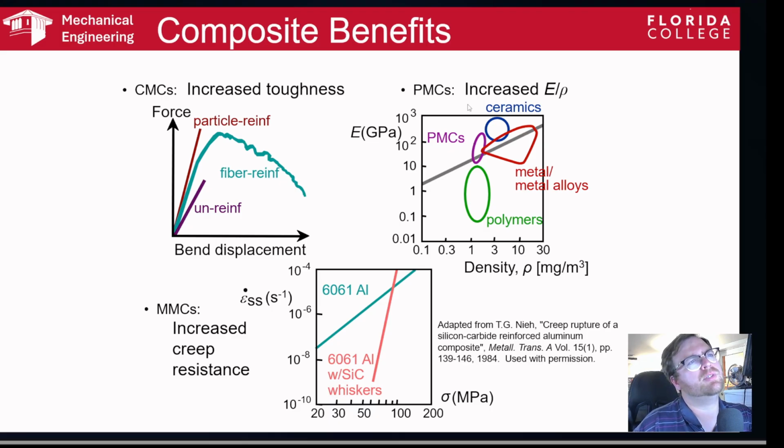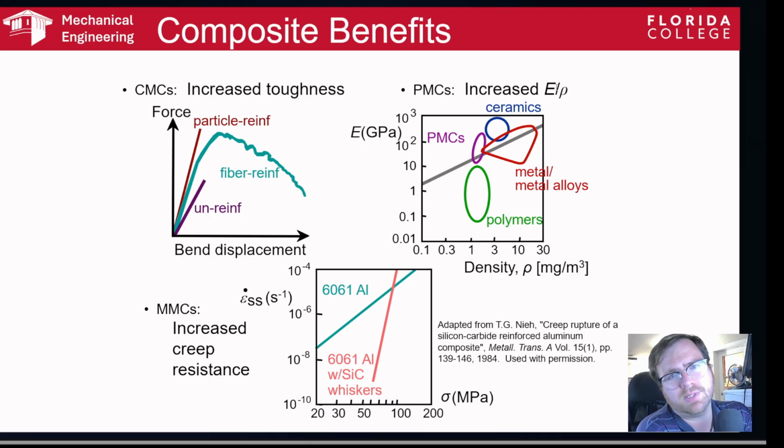So for polymer matrix composites, you get increased Young's modulus over density. So this is like a stiffness ratio. Think of it as like a stiffness to weight ratio. Some might call this rigidity, or modulus of rigidity, I think is another terminology that's used. Why would you want that? Why would you want high stiffness with low density? Okay, think about that. You want high stiffness, low density.